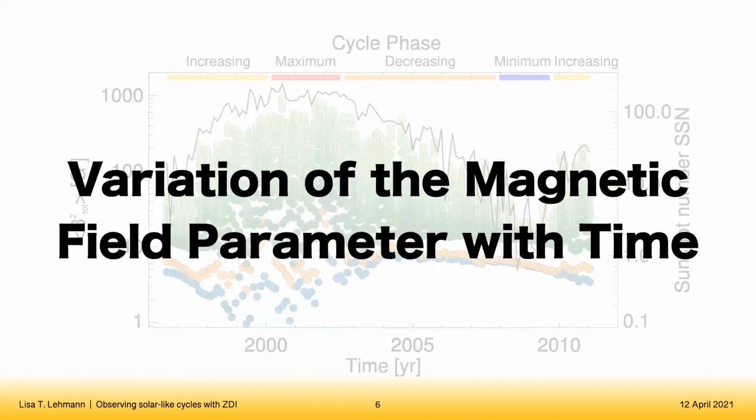So let's have a look now at the whole sample. First I will speak about the variation of the magnetic field with time, and later I will present solar cycle 23 in the context of other cool stars' observations using the S-index.